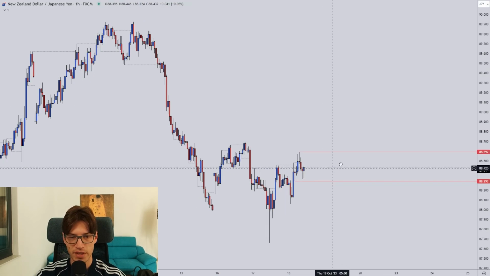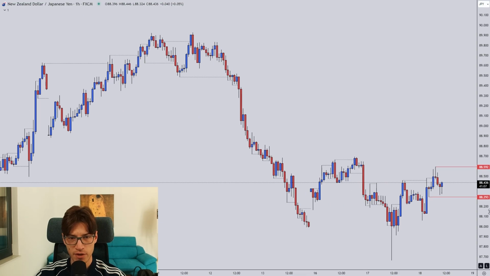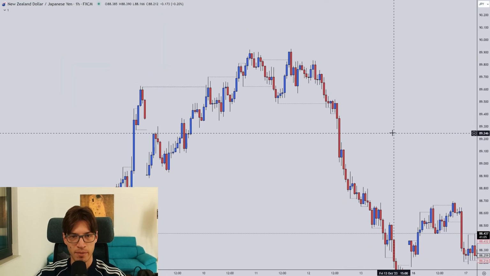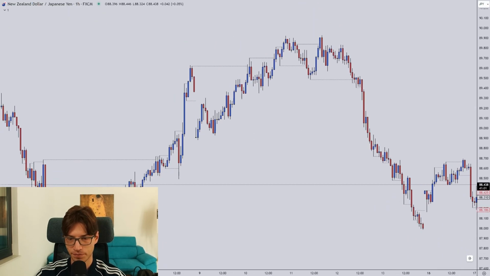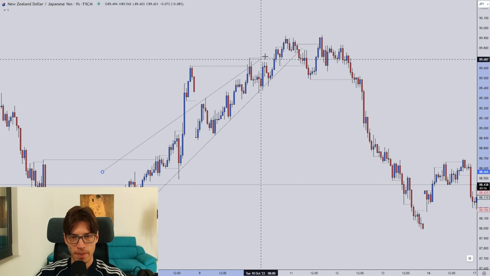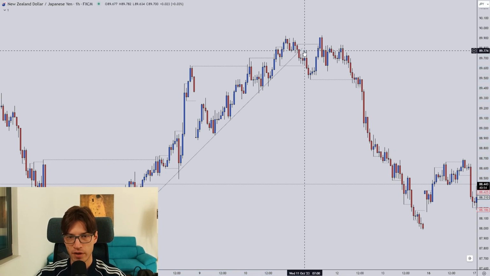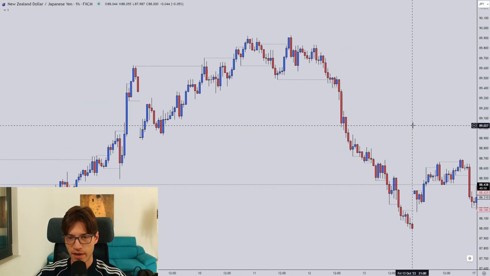Then we have the New Zealand and the Japanese yen. Was I looking for any setups here? Yes, I was. So there were a couple of opportunities. Again, let's go over the price action quickly. Here I'm seeing this ascending structure right here, after which I do expect the price to drop to the downside.